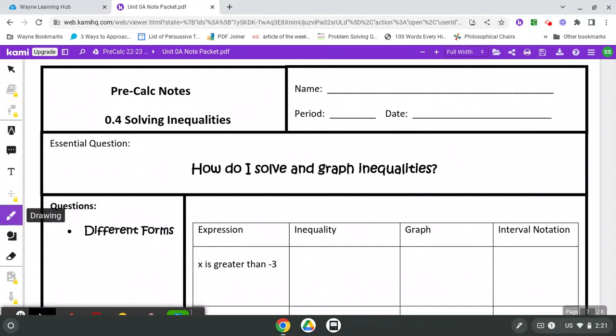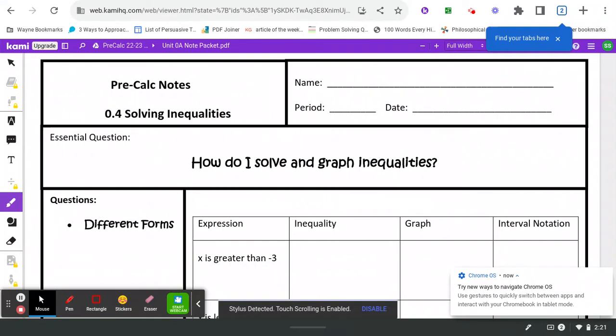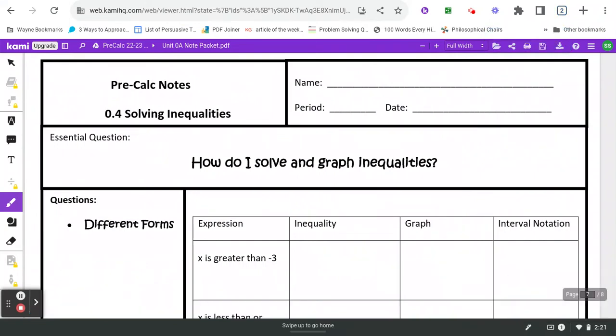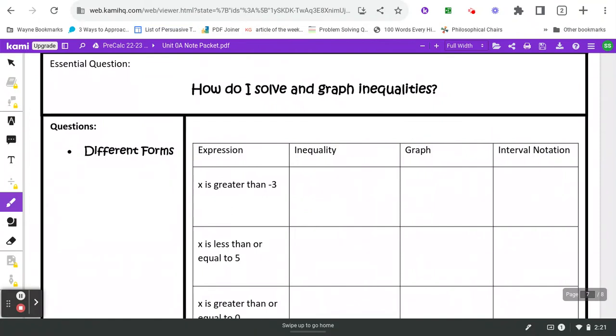These are the 0.4 notes for pre-calculus. We're talking today about solving inequalities. Our essential question: how do I solve and graph inequalities? So there's a few different forms we want to make ourselves familiar with.